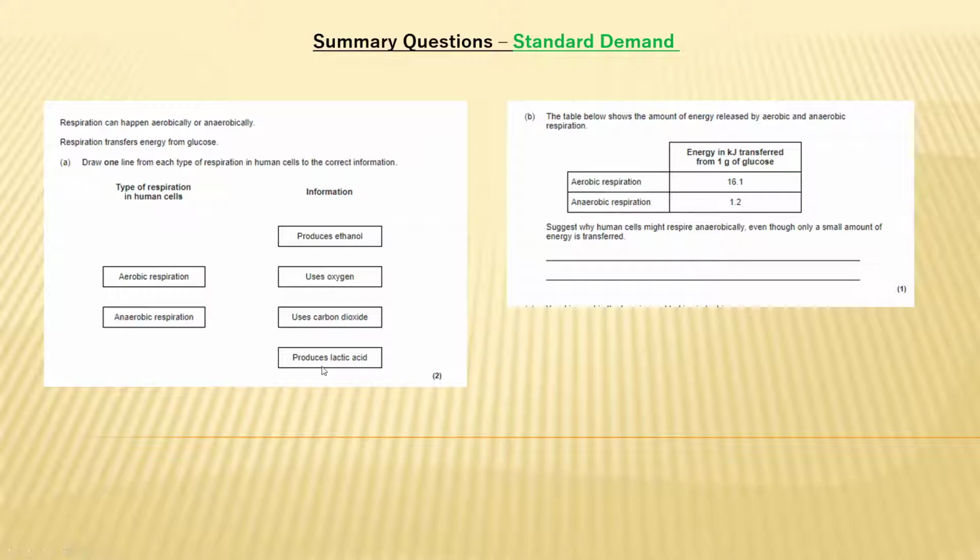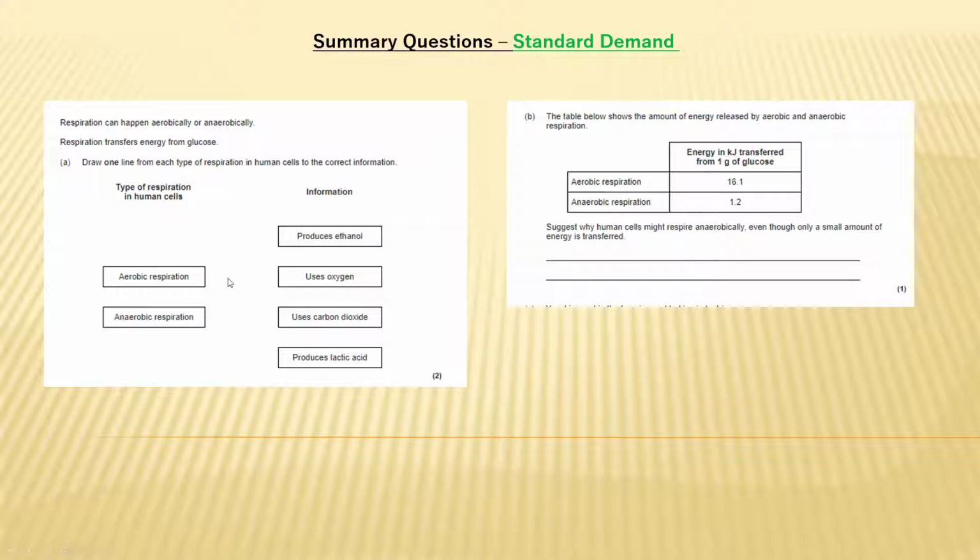Respiration can happen aerobically or anaerobically. Respiration transfers energy from glucose. Simply what we needed to do was draw one line from each type of respiration in human cells to the correct information. I know you may not have this in front of you, so feel free to just write them out in your books. So the type of respiration in human cells: we have aerobic respiration and anaerobic respiration, and we have information produced.